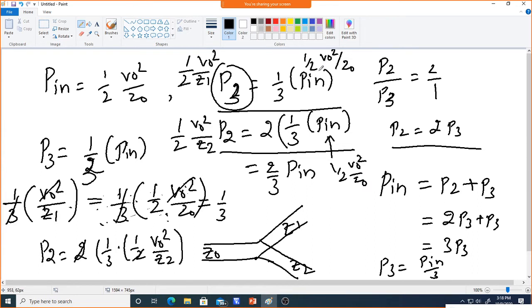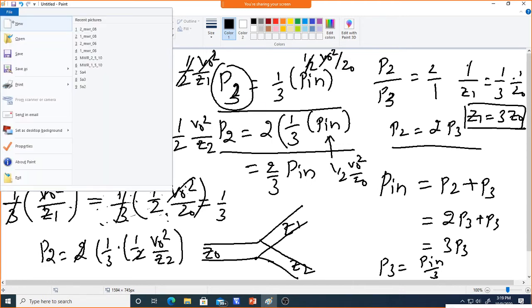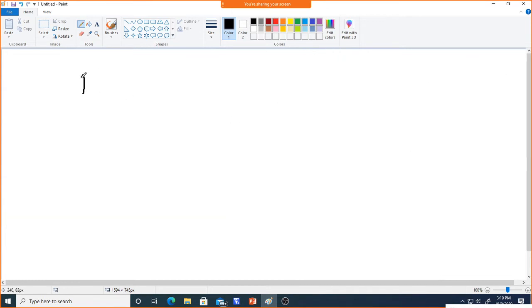So now what we will get, this half will cancel each other, V0 square will cancel each other, and your Z1 will be equal to Z0. So 1 over Z1 equals 1 by 3 into 1 over Z0, so that will be Z1 equal to 3 times Z0. So this you are getting. Similarly, if you equate P2, which is equal to 2 by 3 P in, that is P2 equal to 2 by 3 times of P in.